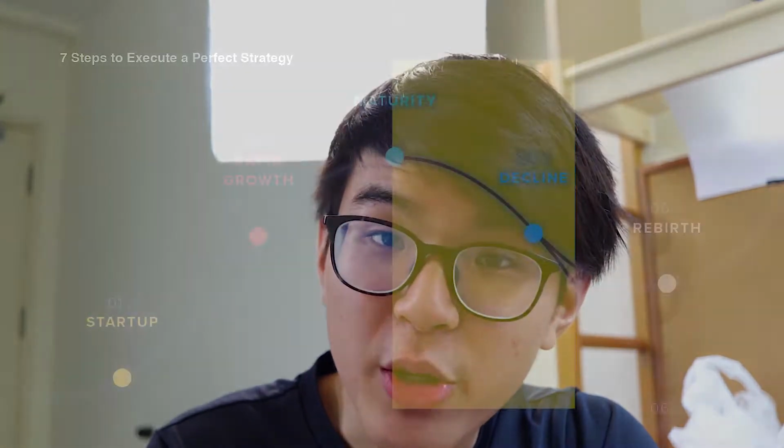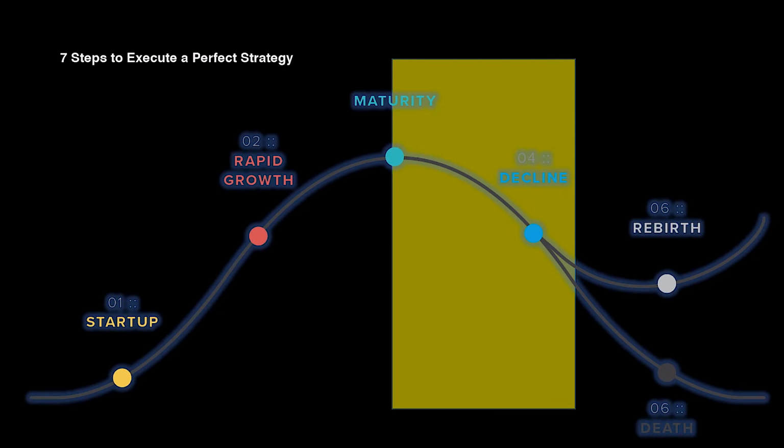If you're declining in the maturity stage and what you're doing now is not helping you in any way from your current situation to your desired situation, then a change in strategy is definitely more urgent.